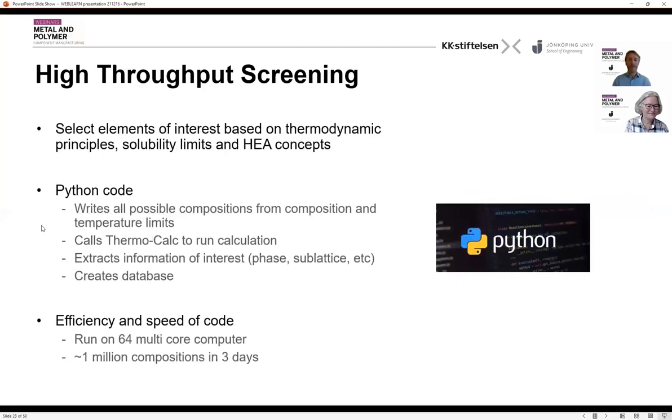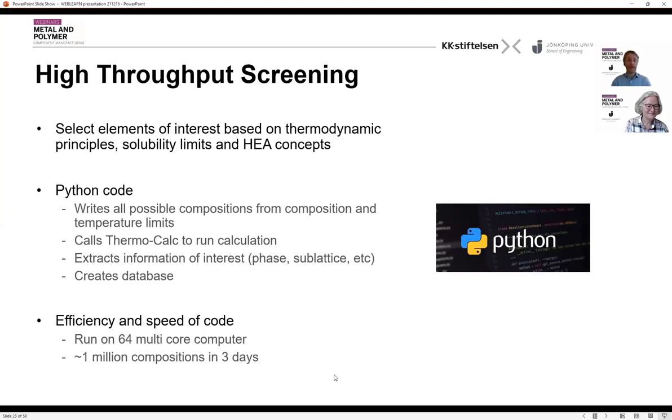And the way we do this is we start with a Python code, which writes all the potential combinations of compositions based on our inputs. These inputs are typically based on empirical data and literature studies, so that we know what is likely to be soluble within binary pairs. We can then set our temperature limits to see which temperature scales we want to be looking at. We call upon Thermo-Calc to run all these calculations. We then extract the data of interest. For us, this is typically the phases and sublattice compositions, and then we create a database.